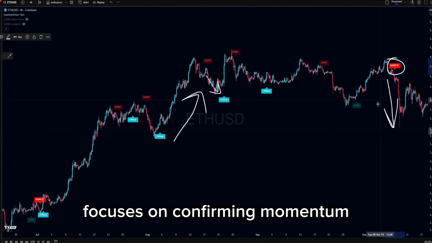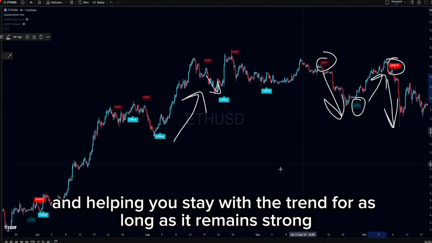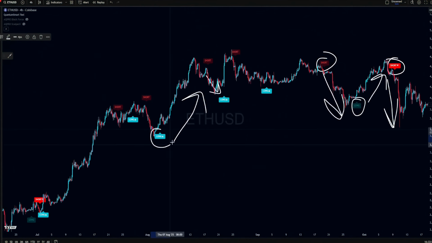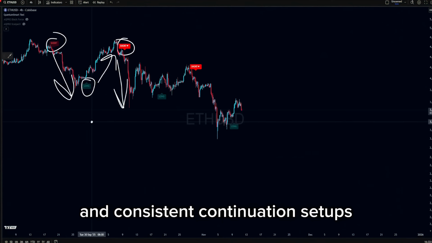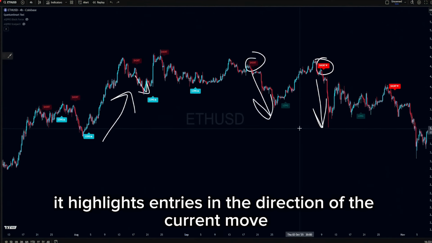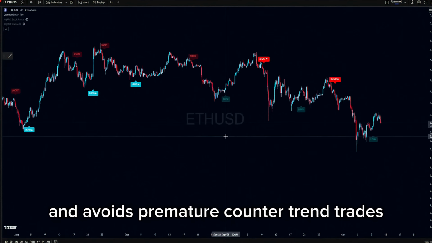It focuses on confirming momentum, filtering out noise, and helping you stay with the trend for as long as it remains strong. This mode is ideal for traders who prefer stability and consistent continuation setups. It highlights entries in the direction of the current move and avoids premature countertrend trades.